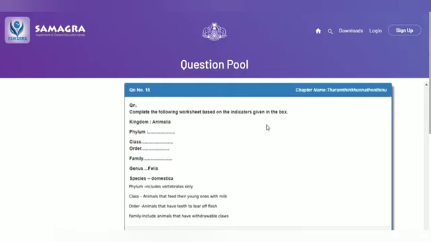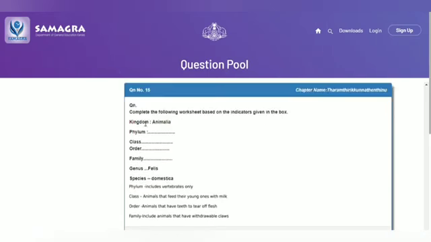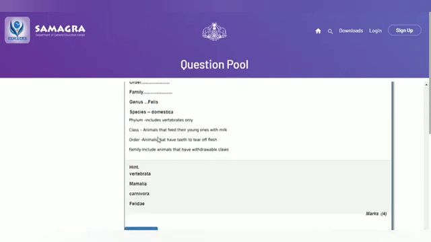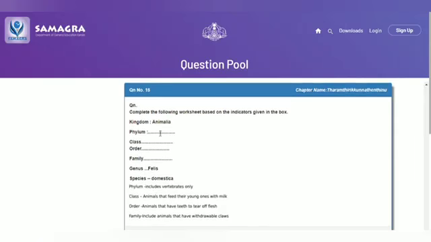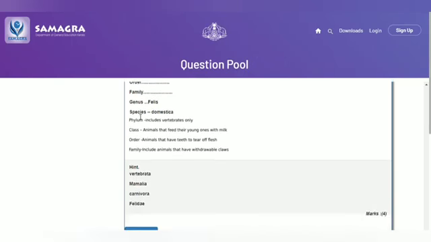Complete the following worksheet based on the indicators given in the box. The kingdom is Animalia. Phylum includes the vertebrates only, so phylum Vertebrata. Class Mammalia, order Carnivora, family Felidae, genus Felis, species domestica. So these are the hints given. In the kingdom Animalia, the phylum is Vertebrata, class Mammalia, order Carnivora, and family is Felidae.